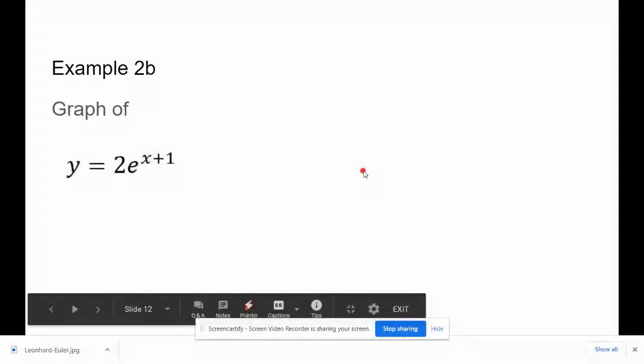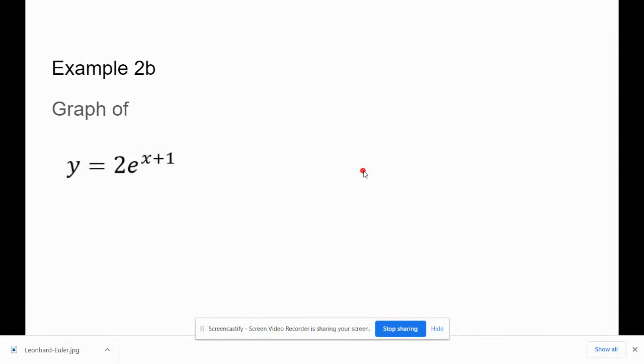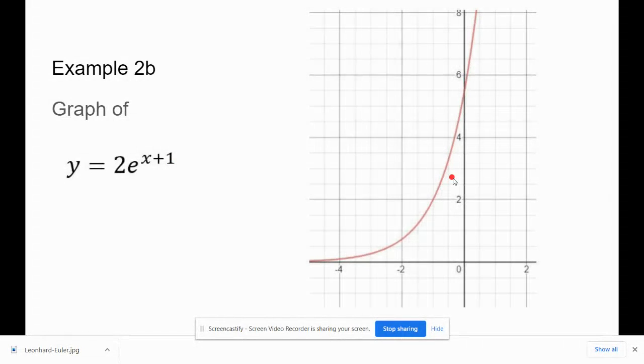This is example 2b. If I put a 2 in front of the e, that's going to make it increase at a quicker rate. It's going to go up and to the right. And then if I put this +1 up here in the exponent, I think that's going to shift it to the left 1 unit. Okay, so let's see what happened.